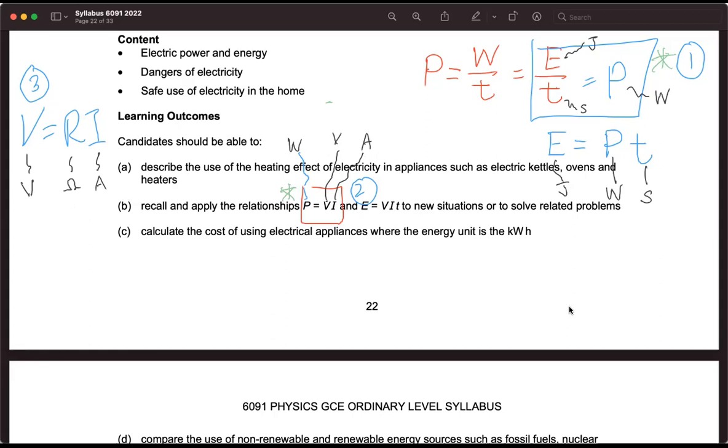Now I'm going to derive a lot of formulas, starting with this red formula that you need to learn. This red formula is something new, and from this red formula, you're able to come up with the rest. So let me write down the red formula first. We know that power, hold on.